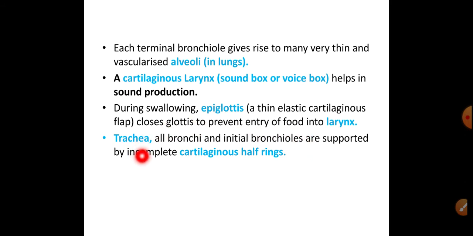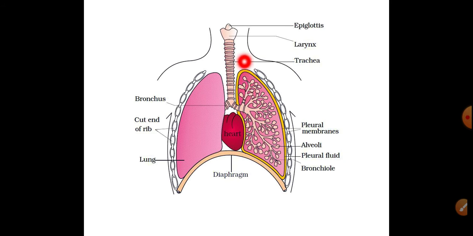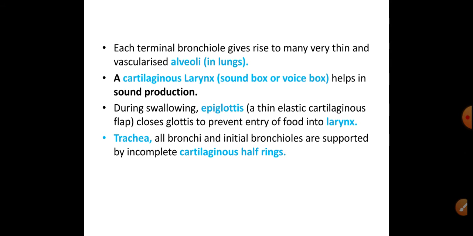Okay, then the trachea, all the bronchi and initial bronchioles are supported by incomplete cartilaginous half rings. They are covered like half rings. Here you can see this is the epiglottis. This is what we call the hyoid bone. This is your thyroid gland or membrane. Here there is the thyroid cartilage. And this is your cricoid cartilage, and this is the trachea here. Okay, here the larynx, epiglottis, trachea, and here primary, secondary, tertiary bronchi. And finally you will have the terminal bronchiole and then the respiratory bronchiole, then the alveolar duct comes. Okay, this is about your air passages.